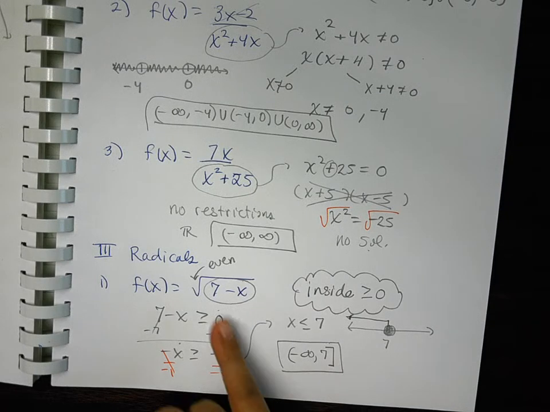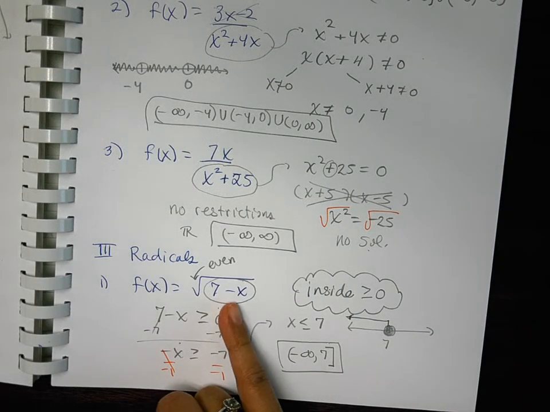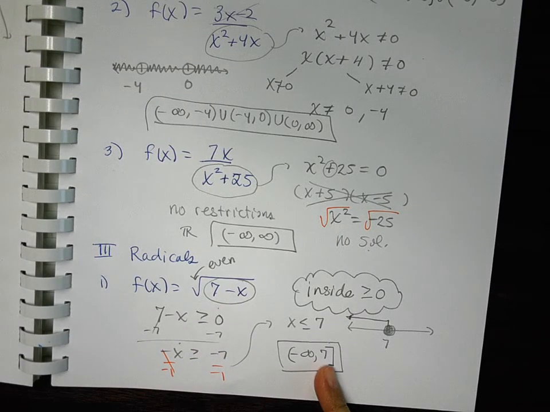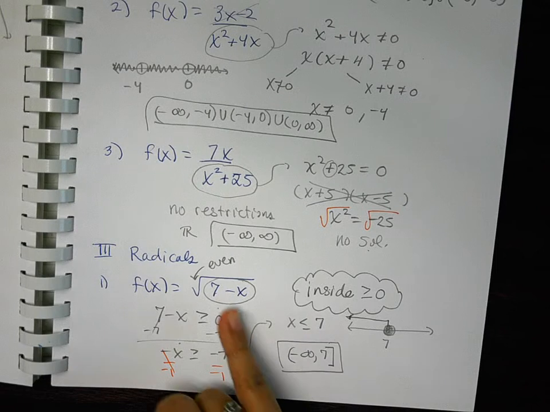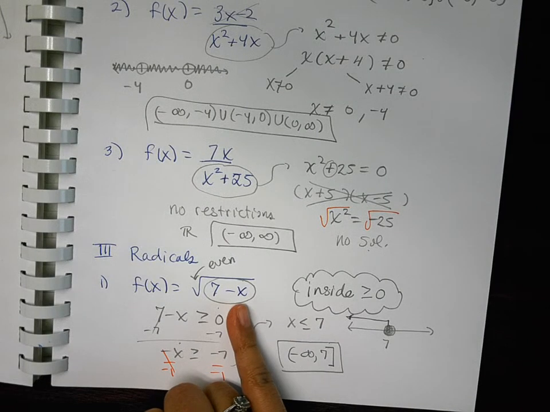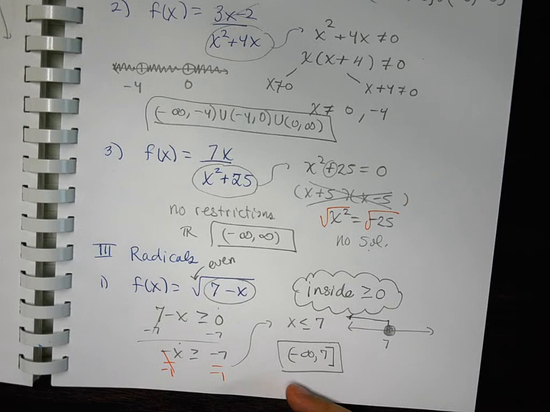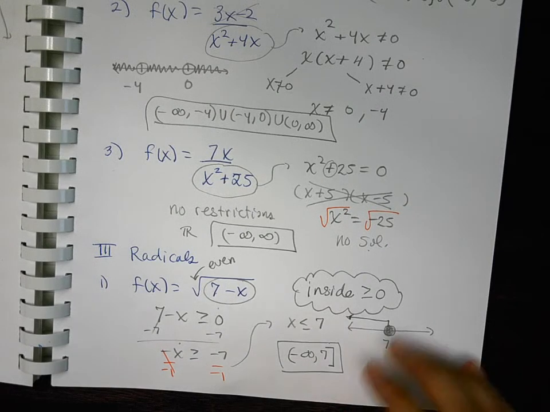Let's check it. What's 7 minus 7? And square root of 0 is? And does that work? Which is why there's a bracket. What about a number to the right? Let's pick 8. What's 7 minus 8? And can I take the square root of a negative 1 with real numbers? No. So do you see why the solution's everything that's smaller than 7, including 7? Yes. Even negative numbers.